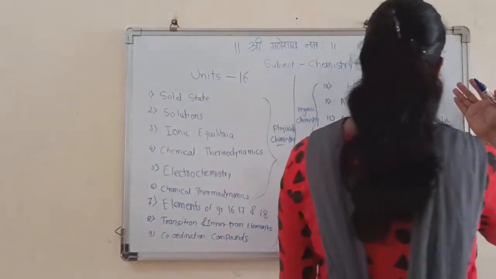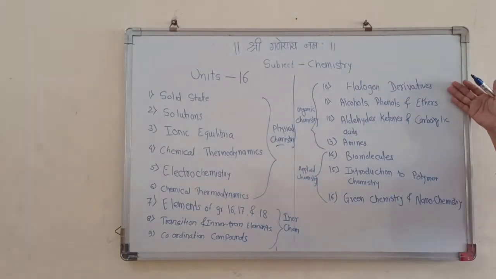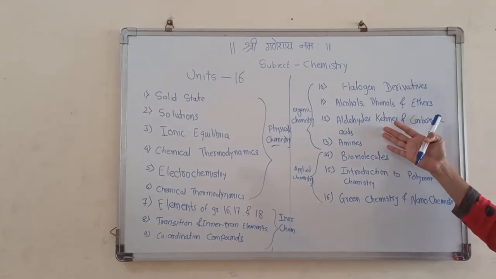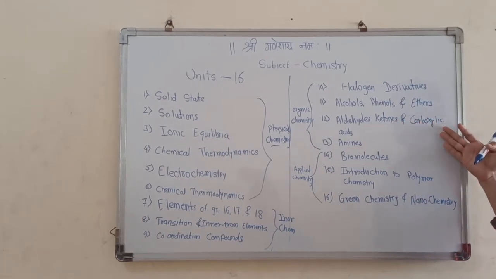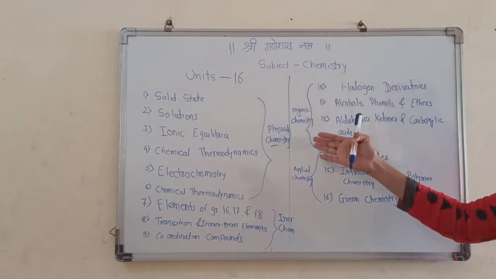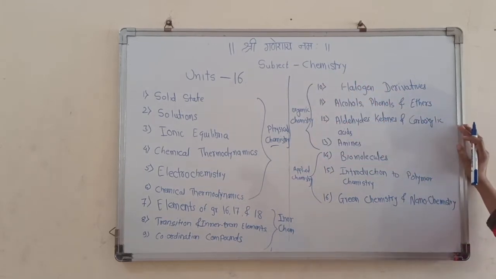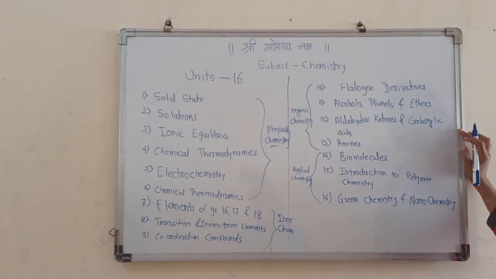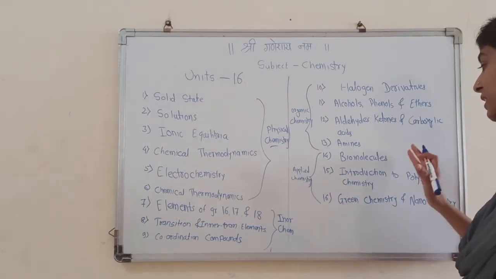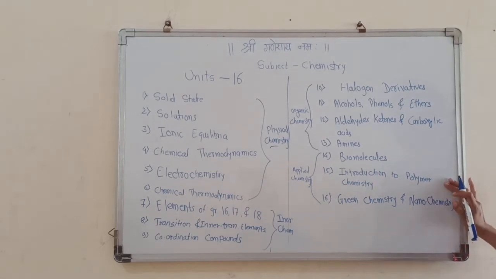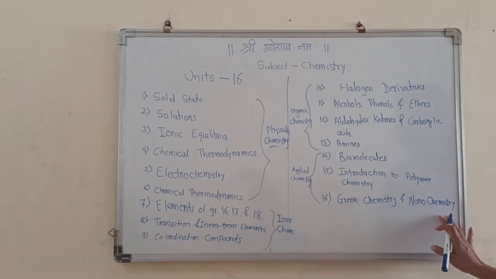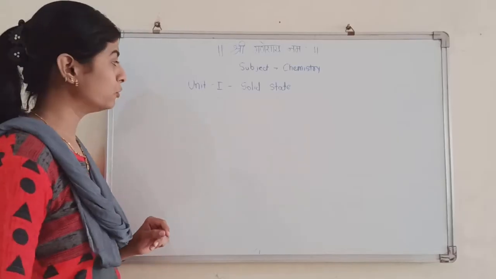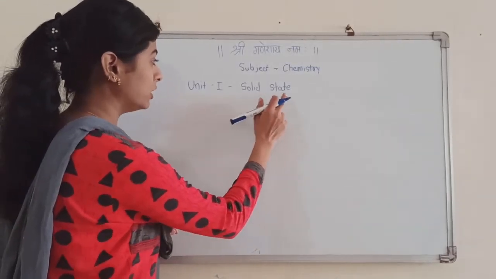Now moving towards the next: halogen derivatives, alcohols, phenols and ethers, and the next unit is aldehydes, ketones and carboxylic acids, and amines. These total 4 units are studied under the heading organic chemistry. Lastly, applied chemistry includes biomolecules, introduction to polymer chemistry, and green chemistry and nanochemistry. Now moving toward our first unit, that is solid state.